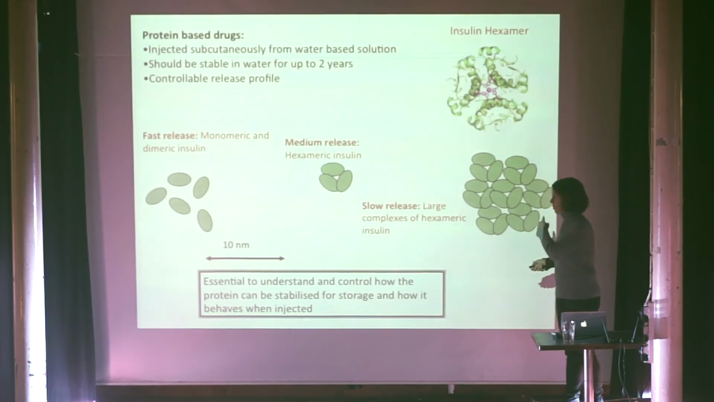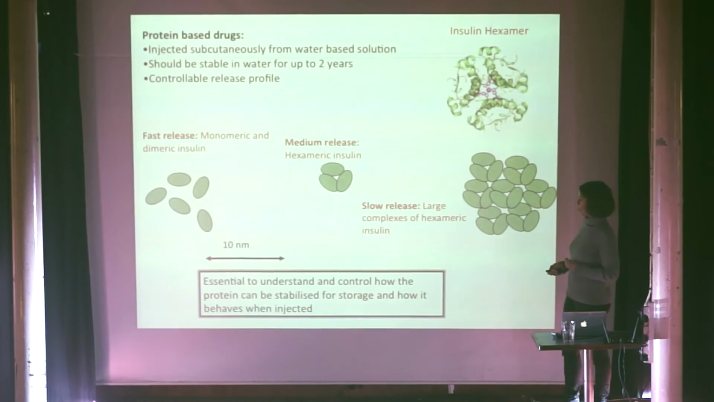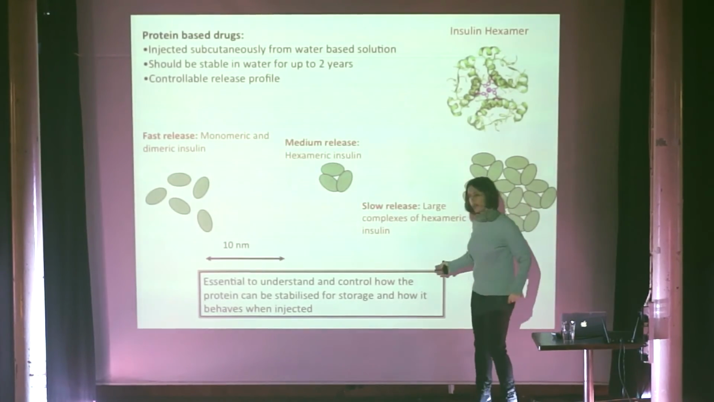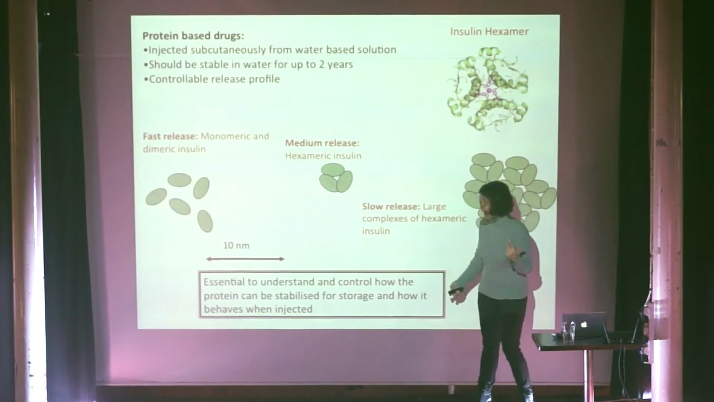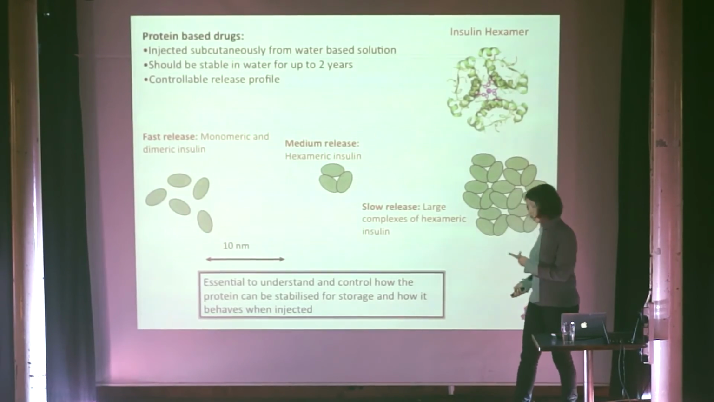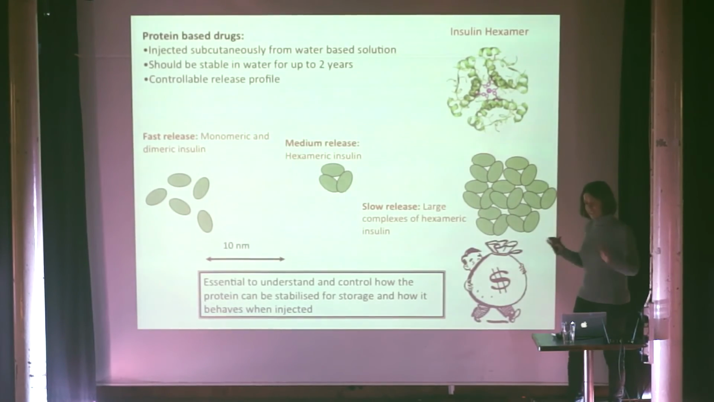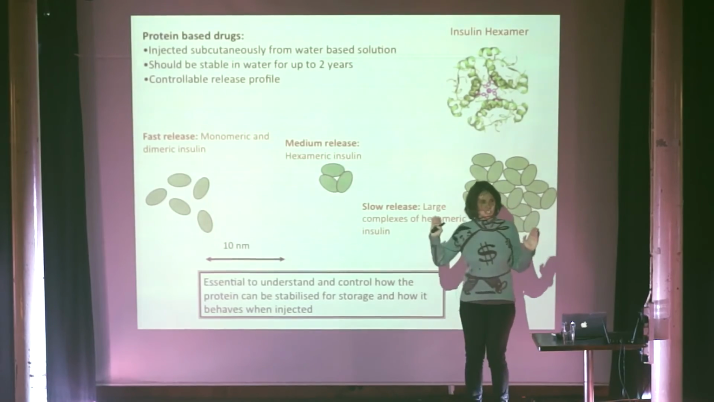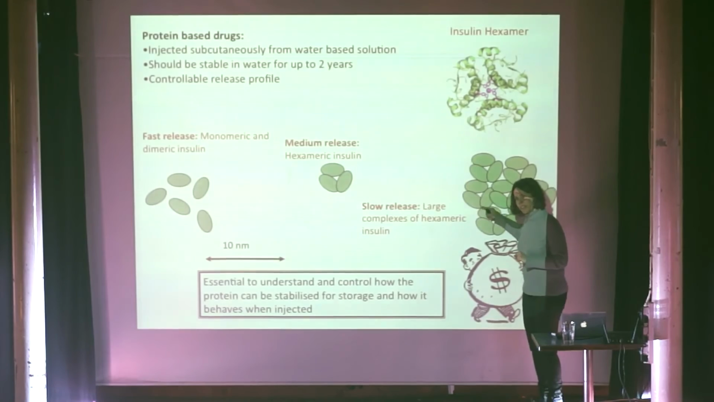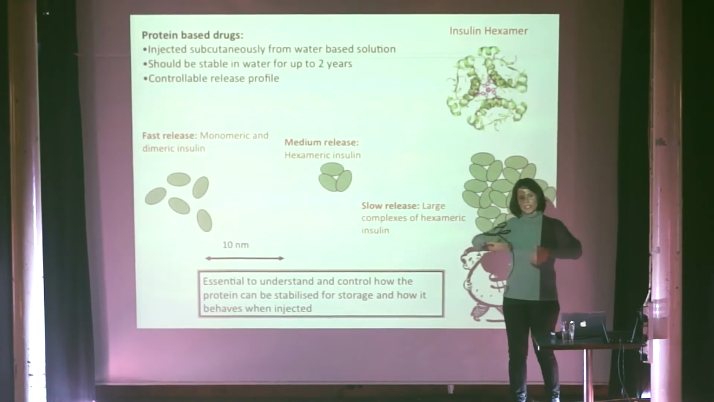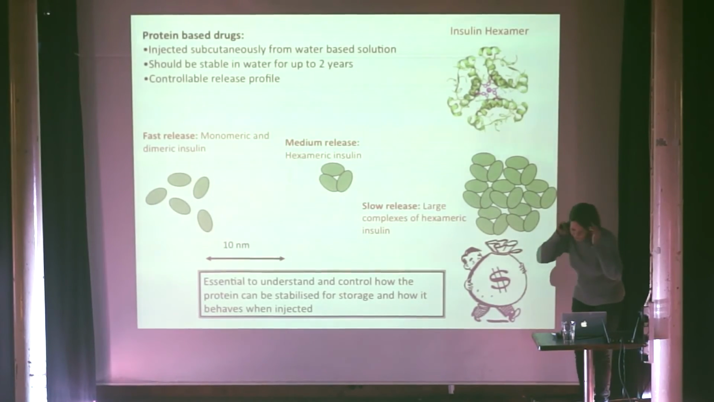So if you're a company that produces these kind of things, then it's quite essential to understand and control how such a protein can both be stabilized for storage, but also how it behaves when injected. And if you can do this, then you are in for really, really big business here. I think it's a $1 billion industry to be able to control this. So if you can design some molecular glue that can control this and secure that it's released smoothly, then you don't have to do much more in your life, I think.